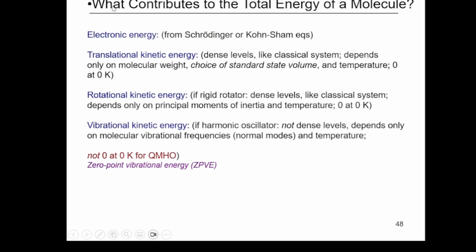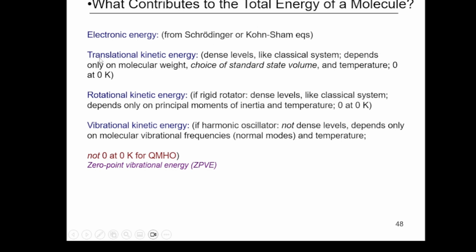So the question arises: what contributes to the total energy of a molecule? The total energy of the molecule comes from the sum of electronic energy, translational kinetic energy, rotational kinetic energy, and vibrational kinetic energy. Electronic energy is found inside a system, and it can be calculated from the Schrödinger equation or from the Kohn-Sham equation in density functional theory.